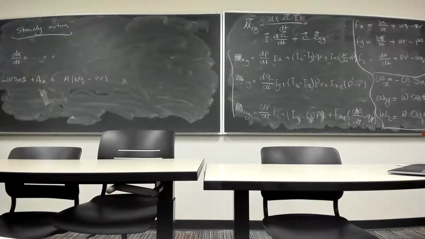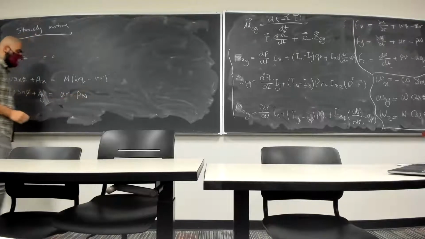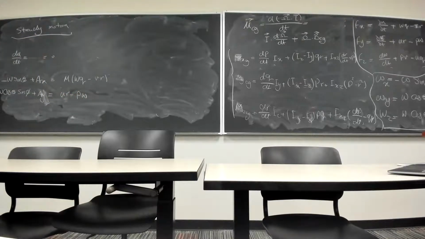For the y, we have W cosine of theta, sine of phi, plus A of y, which is going to be equal to ur minus pw. And for z, we are going to have W cosine of theta cosine of phi plus A of z is going to be equal to pv minus uq.